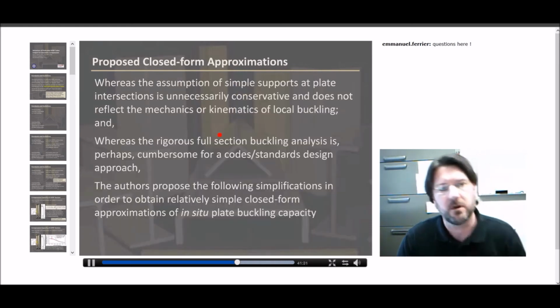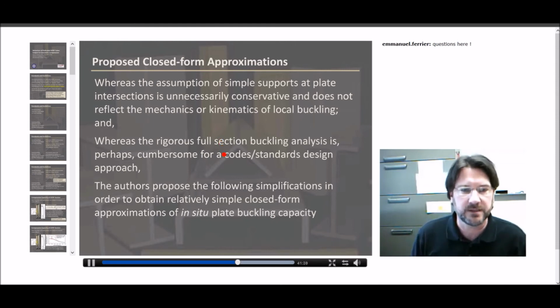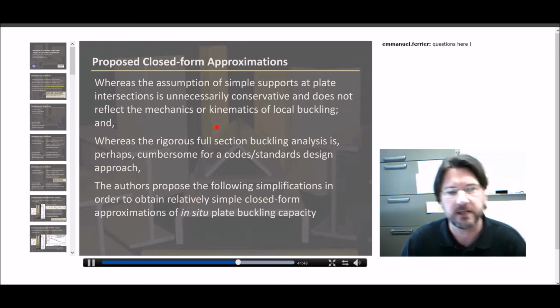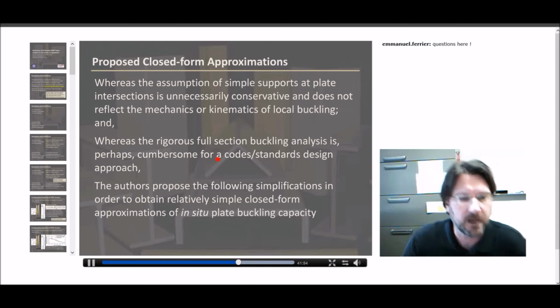And so our approach is that we're saying that the assumption of simple supports is unnecessarily conservative, and as we'll see, it estimates a capacity that's about half of what we see when we start testing these materials. And so that doesn't sound like a particularly efficient use of material if we're using that value for design, and it doesn't reflect the mechanics or the kinematics of local buckling.